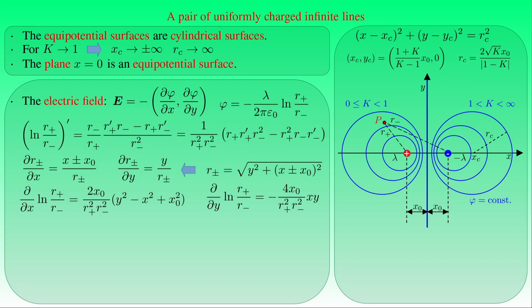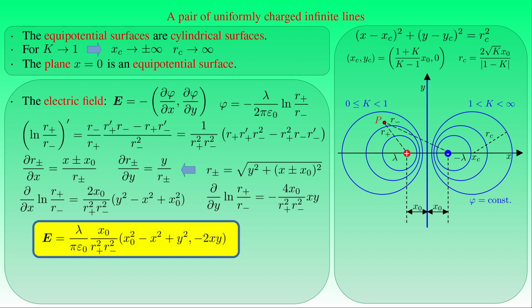If we substitute these derivatives into the partial derivatives of the potential phi, we can write the electric field strength E at a given point as the linear charge density lambda over pi times the vacuum permittivity epsilon naught, times the distance x naught of the charged lines from the origin over the product of the squares of the distances r sub plus and r sub minus between the point and the charged lines, times a vector with the x component given by x naught squared minus the square of the x coordinate of the point plus the square of the y coordinate of the point, and with the y component given by minus 2 times the product of the x and y coordinates. The direction of the electric field is perpendicular to the equipotential surfaces, which we determine quantitatively.